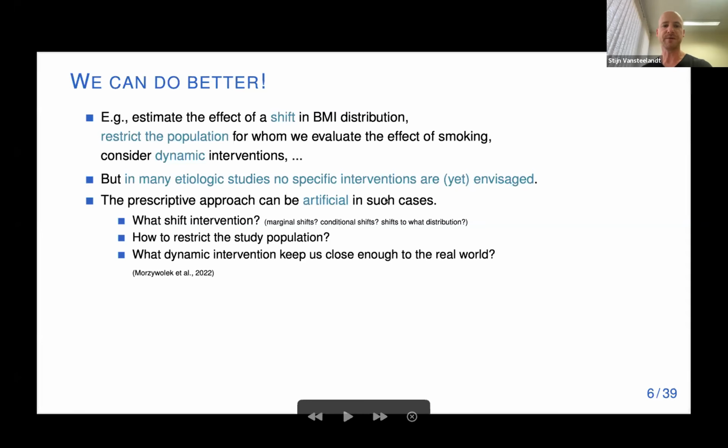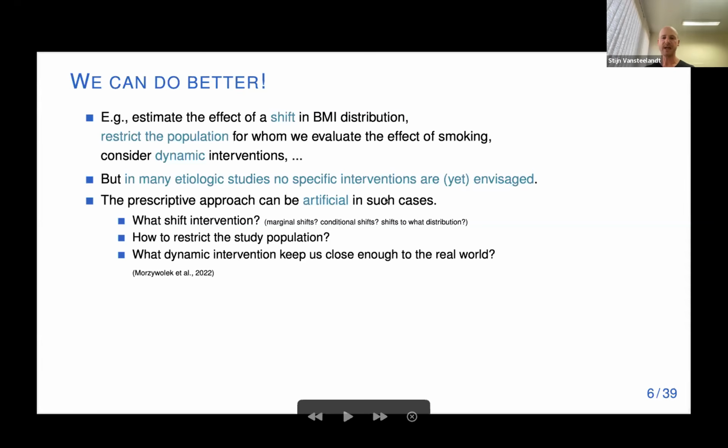What shift interventions should we focus on? Should we think about shifting the marginal distribution of BMI, the distribution conditional on certain subject characteristics, shifting to what distribution? I think these are difficult questions to answer when we cannot link the study to a clear pre-specified intervention. How should we restrict the study population to those pregnant women more likely to smoke? What dynamic intervention keeps us close enough to the real world?